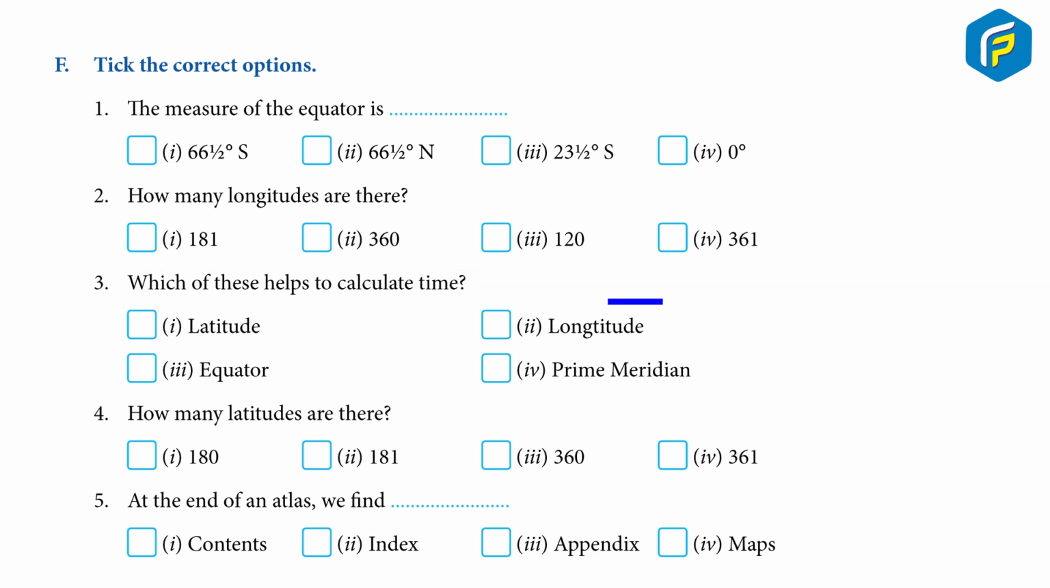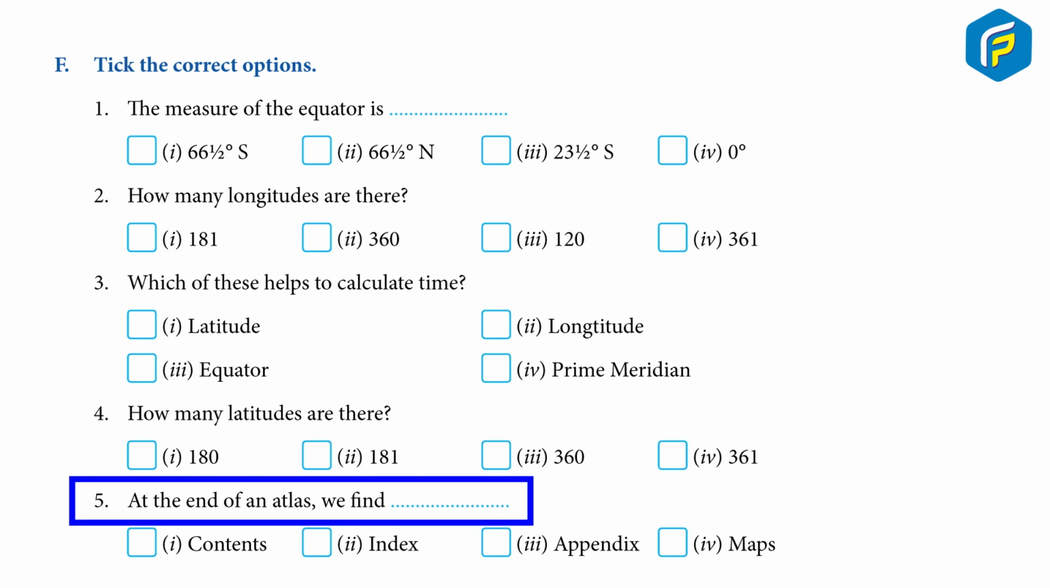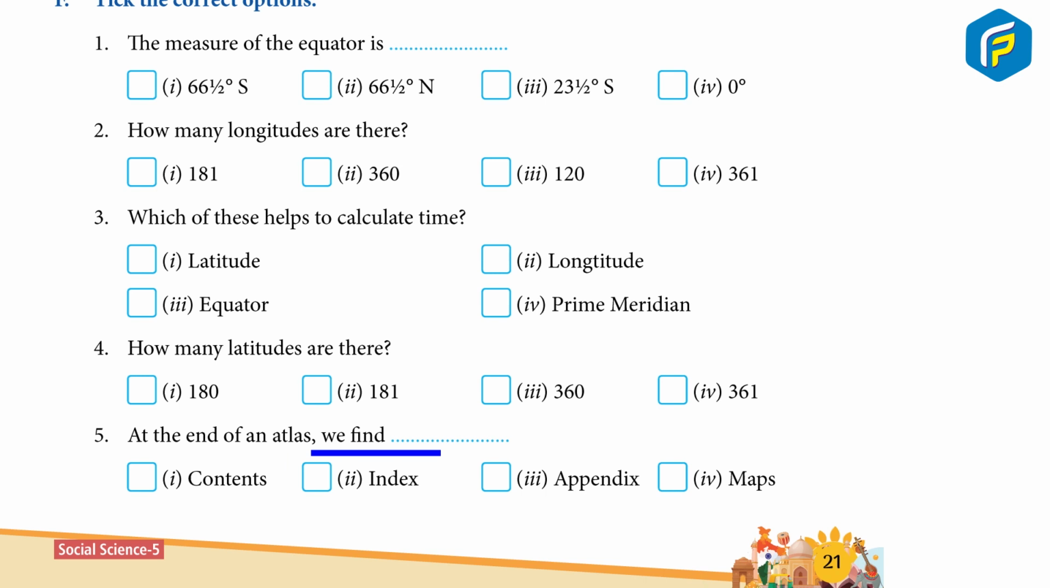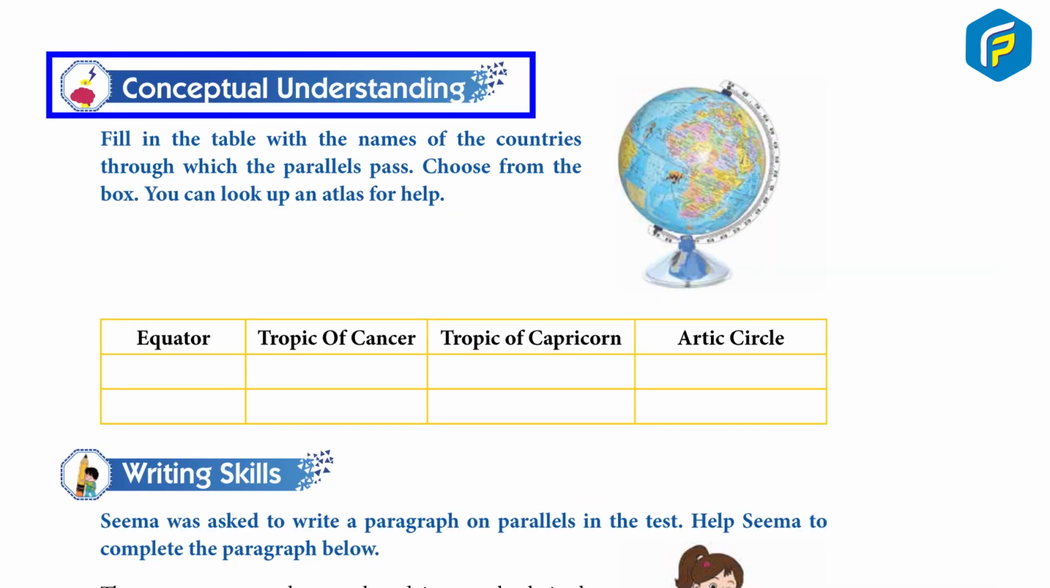1. Latitude, 2. Longitude, 3. Equator, 4. Prime meridian. 4. How many latitudes are there? 1. 180, 2. 181, 3. 360, 4. 361. 5. At the end of an atlas we find dash: 1. Contents, 2. Index, 3. Appendix, 4. Maps.